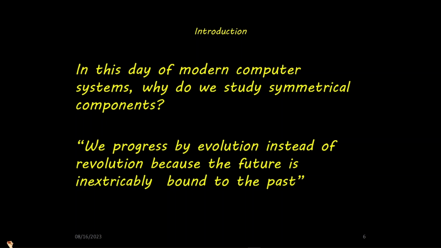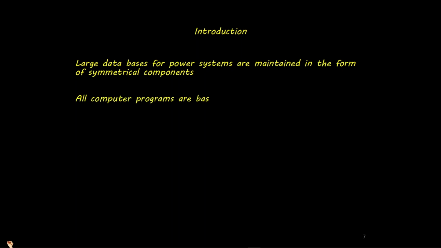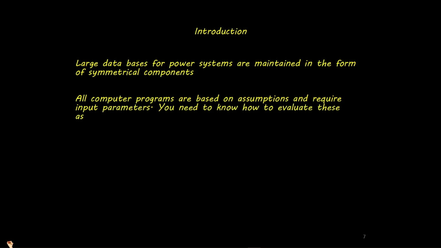In this day of modern computer systems, why do we study symmetrical components? We progress by evolution instead of revolution because the future is inextricably bound to the past. Large databases for power systems are maintained in the form of symmetrical components. All computer programs are based on assumptions and require input parameters. You need to know how to evaluate these assumptions and parameters.